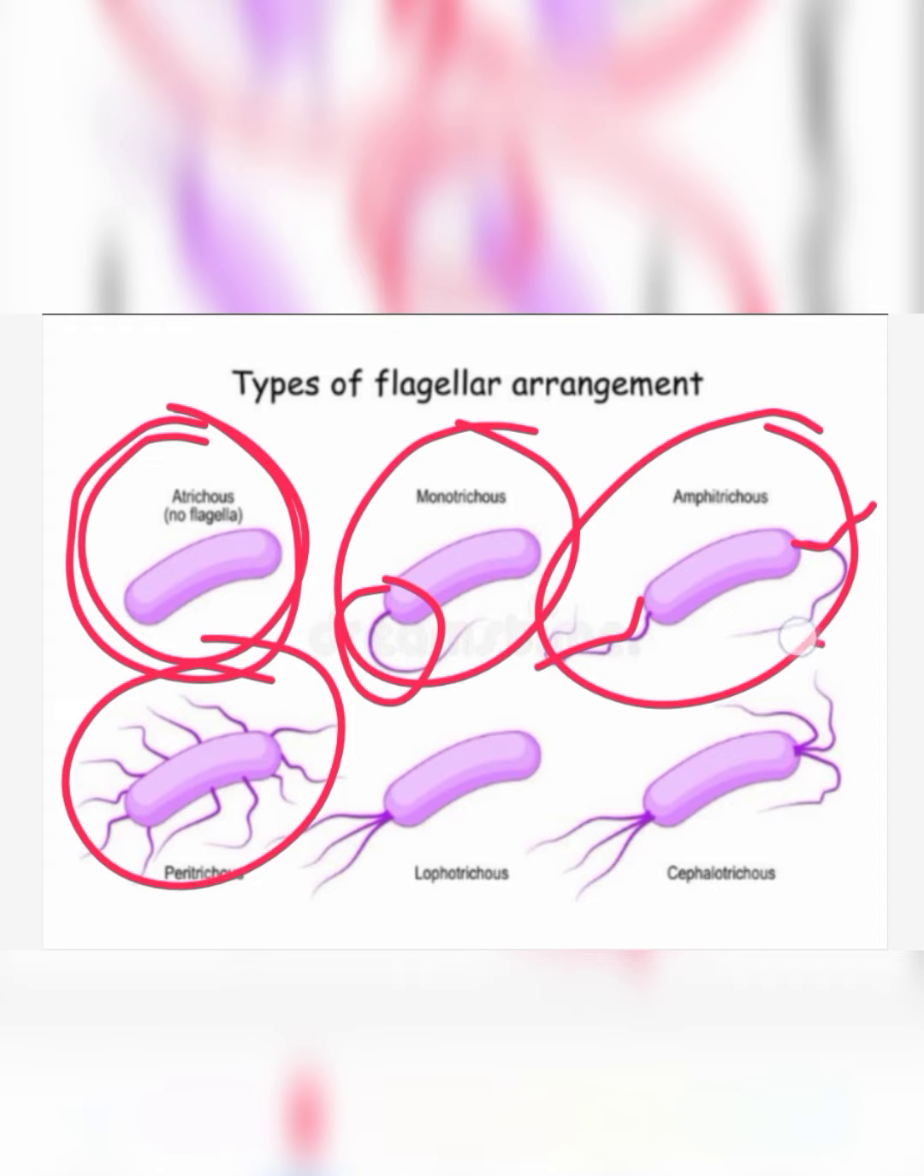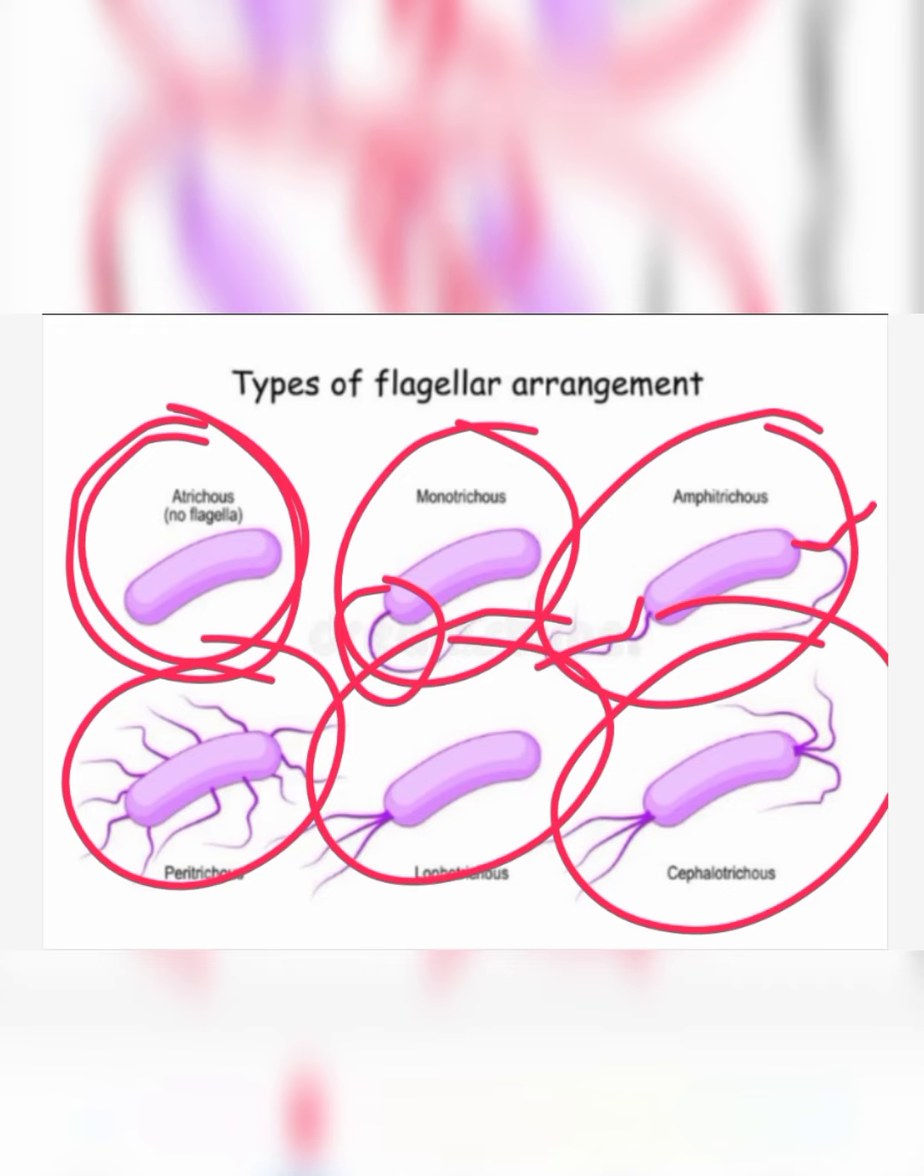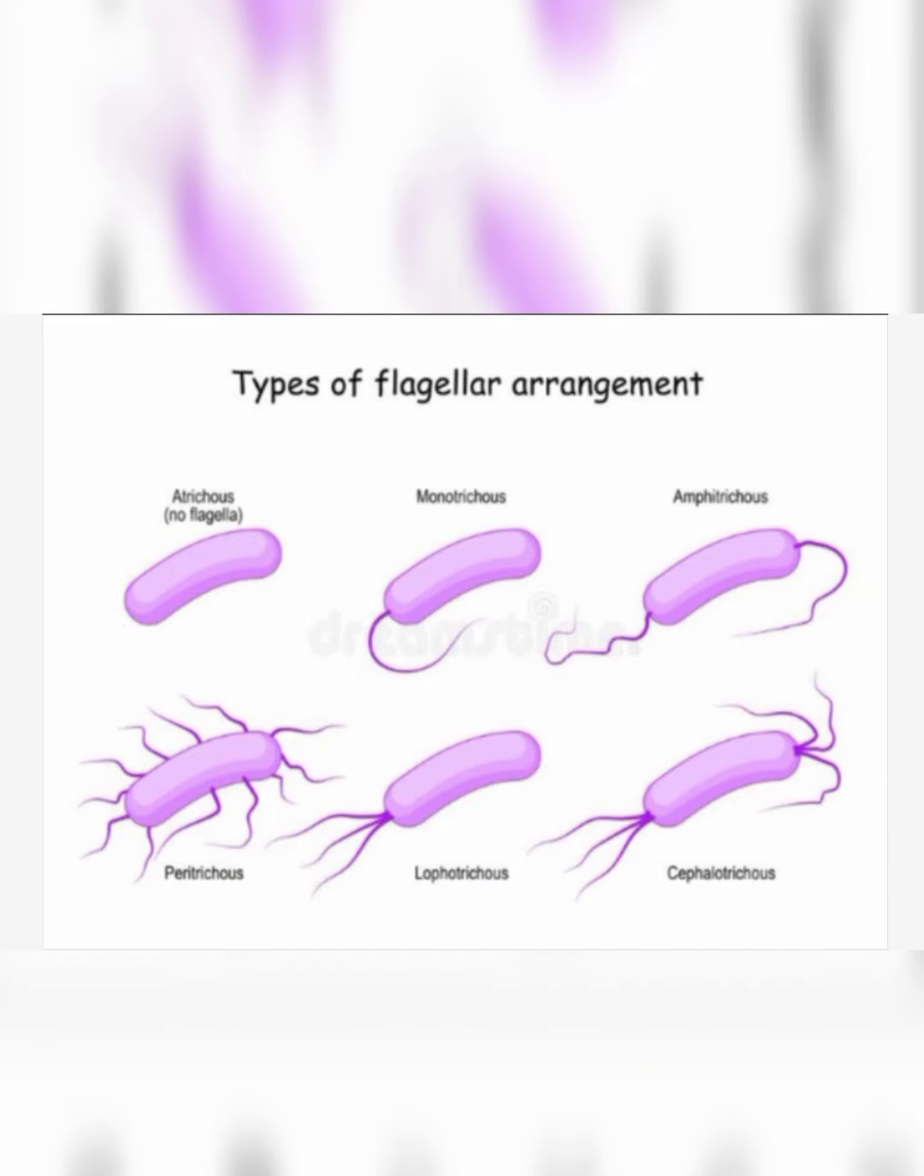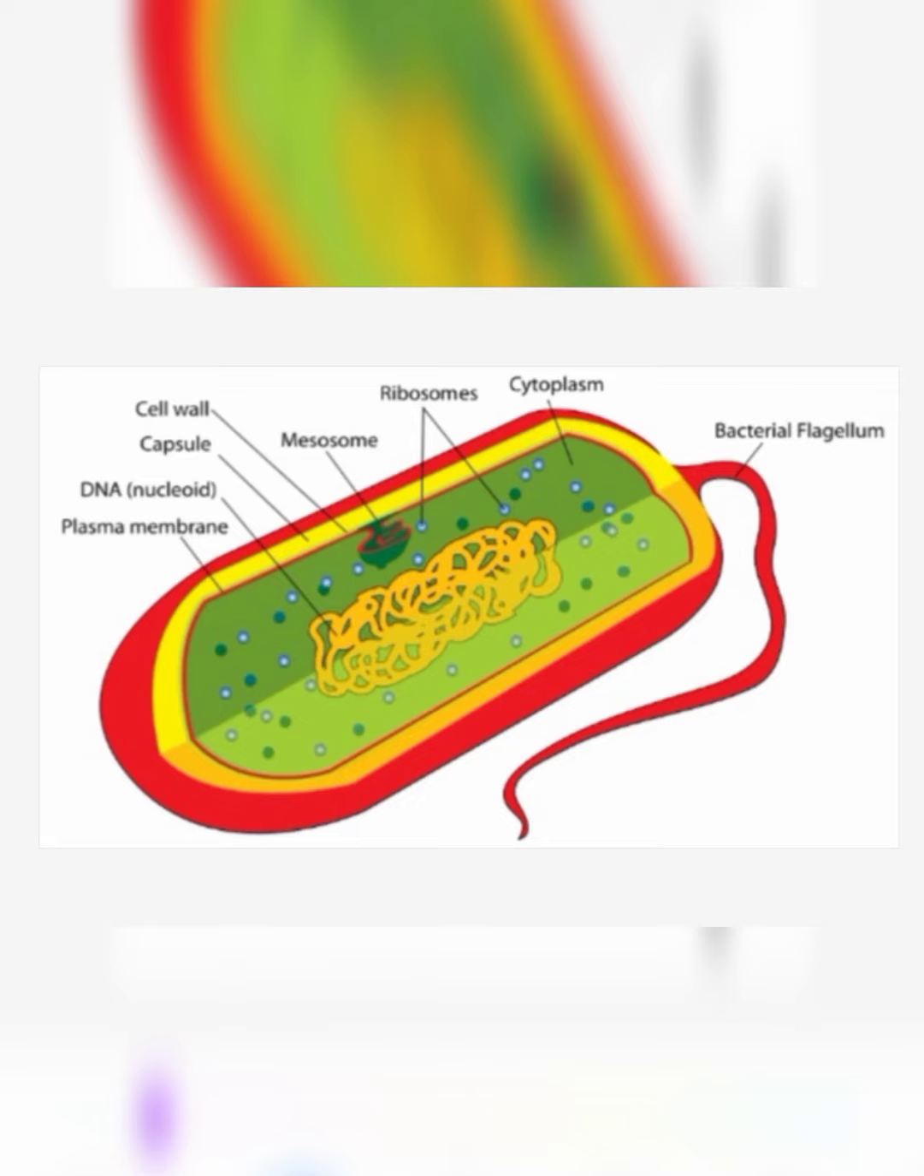Then we have this, in which we see that the flagella are arising from both the sides of the body, and this is known as cephalotrichous. Okay, cephalotrichous. So these are the 6 classifications of bacteria based on the flagellar arrangement. You can just take a clearer view. This is what it looked like. Now look at this structure. This structure is a bit complex, a structure of a bacterium.